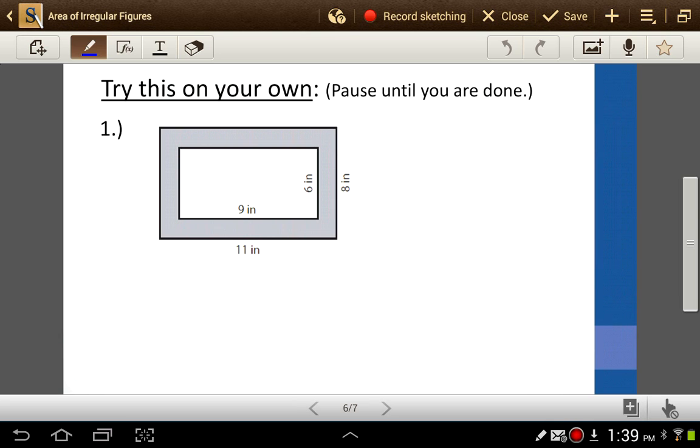Alright, we're going to try this one on your own. We're going to find the area of the shaded region. So find the area of this region in here. Go ahead and pause your video and work on it. And when you're done, hit play.